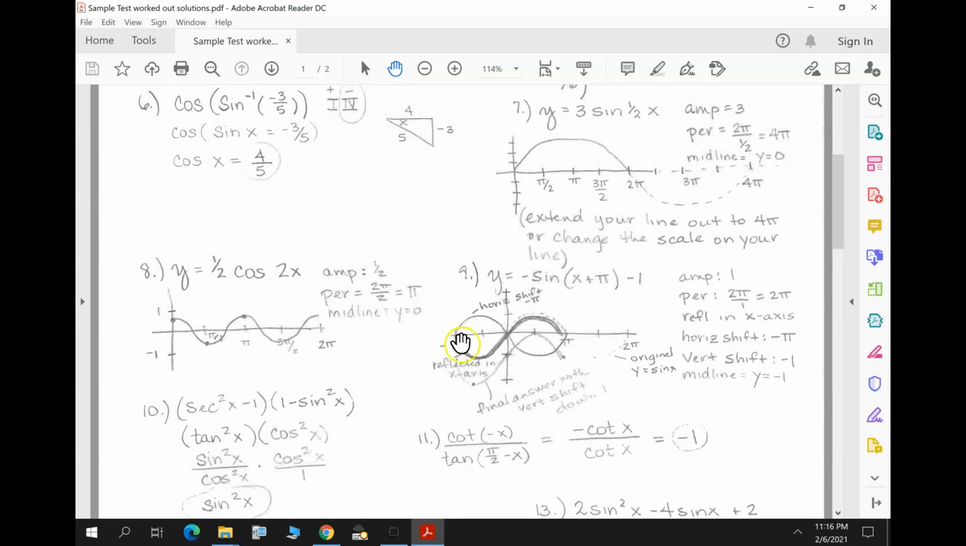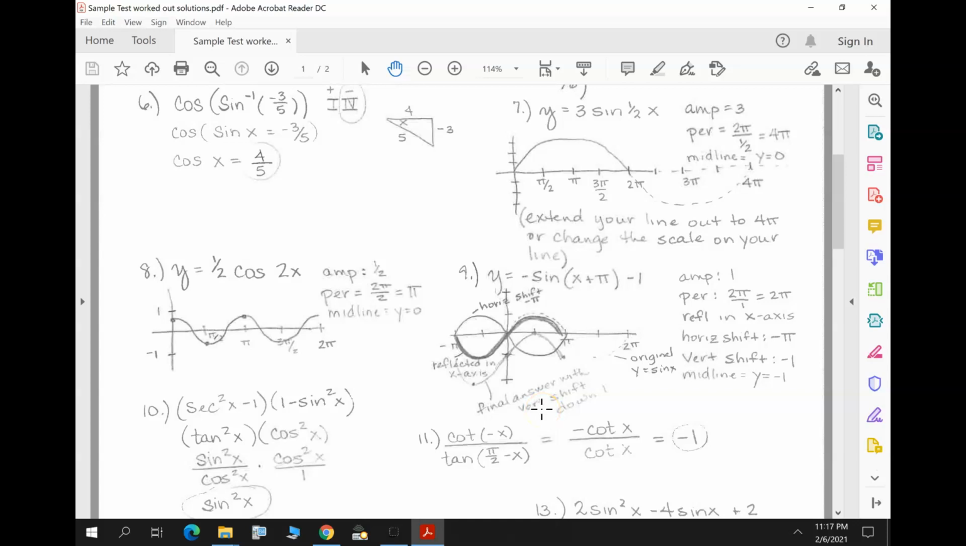So I'm going to take that darkened graph we just had a second ago and I'm going to move it down 1. So just pick some key points and drop each one of them down 1, and then you can connect that and in some way tell me, hey, this is my final answer. That's the one that I want you to check.